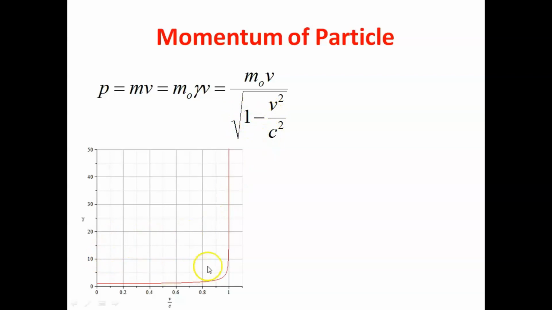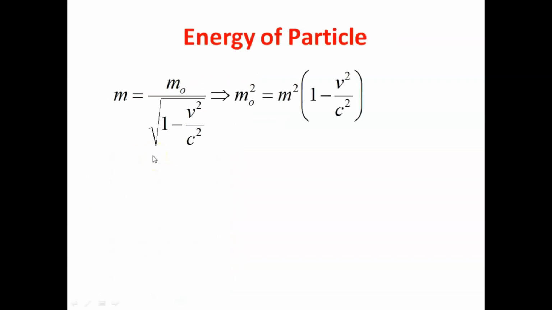So here I am having the same graph at our disposal which indicates gamma and v by c, which we call beta, on the x-axis. So when we look at the momentum in a correct way, it should be gamma times the usual momentum. So gamma is a factor coming in the definition of momentum.